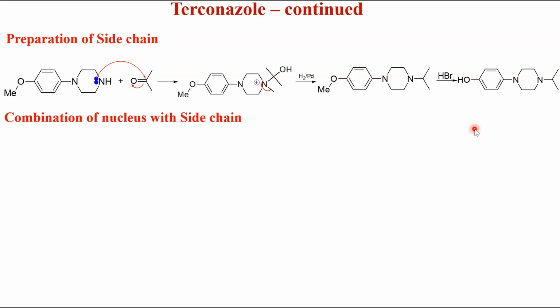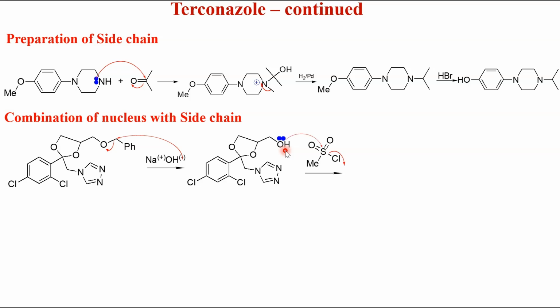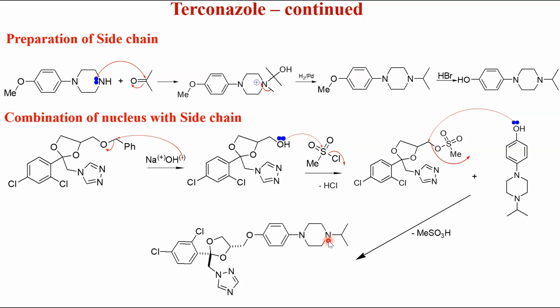I combine this N-isopropyl N-phenol piperazine with the nucleus. The nucleus in which I have protected the OH group, I'll hydrolyze it by using a base like sodium hydroxide and I'll get the corresponding alcoholic group which has a lone pair of electrons, reacts with methyl sulfonyl chloride, loses HCl and gives the methyl sulfonyloxy derivative. We have done this to make OH a bulkier and easy leaving group. I'll treat this with N-isopropyl N-phenol piperazine. The OH lone pair of electrons attacks the electrophilic carbon and it kicks off the methyl sulfonyl group as methyl sulfonic acid. And I have got terconazole.